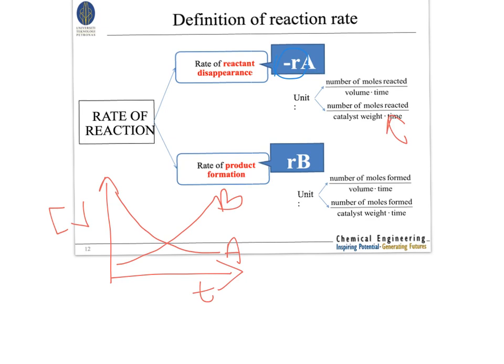heterogeneous system, where the system involves more than one phase, for example, a liquid reactant with a solid catalyst or a gas with a solid. So for the heterogeneous system, we write the reaction rate as minus rA, but with the prime symbol to denote the heterogeneous system, which normally involves a solid catalyst.